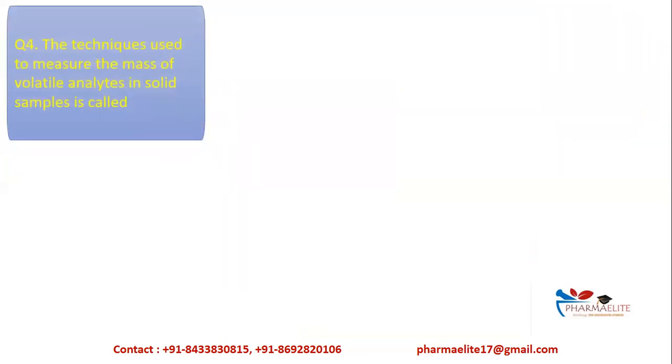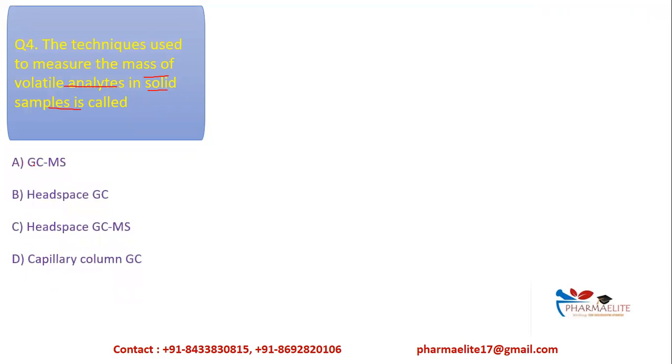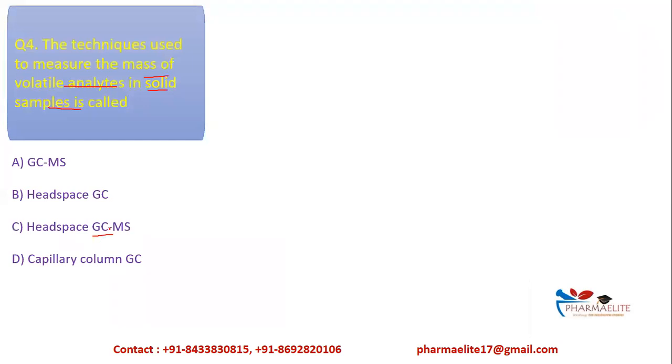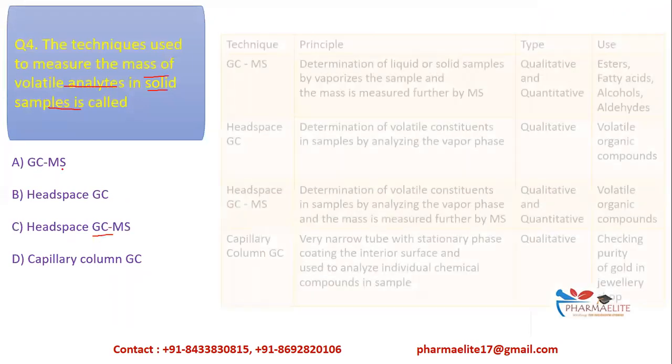Next one, the technique which is used to measure the mass of volatile analytes in solid samples. ऐसे कौन सा टेक्निक है जिससे हम volatile analyte का मास मेजर करते हैं in case of a solid sample? Options: GCMS, headspace GC, headspace GCMS, capillary column GC. अब इन सब का मतलब क्या है? GC मतलब gas chromatography, MS is mass spectroscopy.